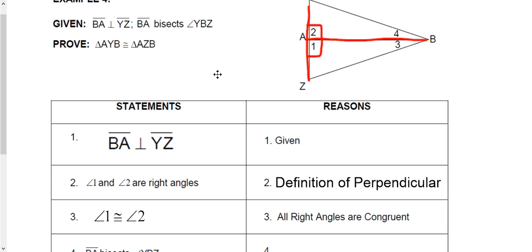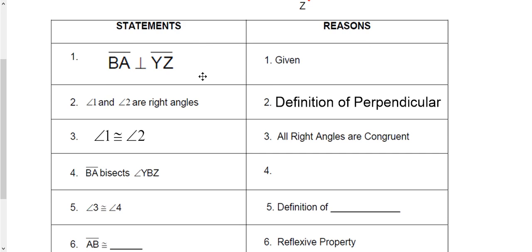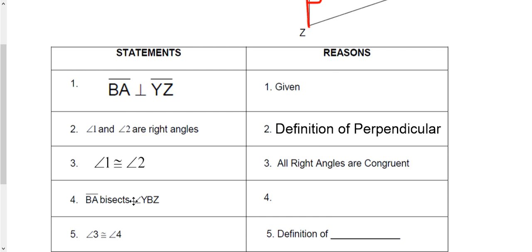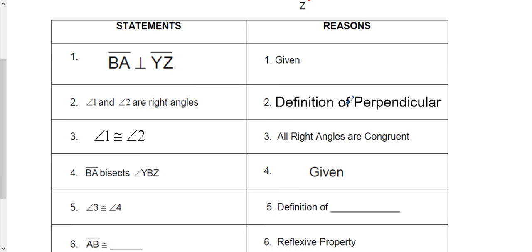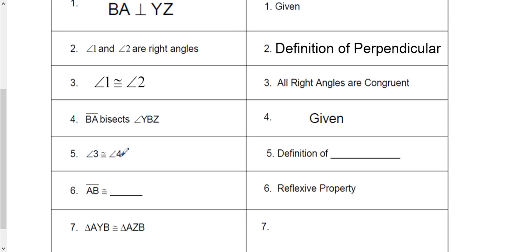Next, we go to the next piece of given information. BA bisects angle YBZ. Bisect means to cut in half. So there is the statement, and we'll put that as given. So it's cutting this angle in half, YBZ, this big angle. That means angle 3 and 4 are congruent. Cut them into two equal pieces. This angle equals this angle now. So we go ahead and put that down. Angle 3 is congruent to angle 4 by definition of what? Angle bisector. Cuts it in half.